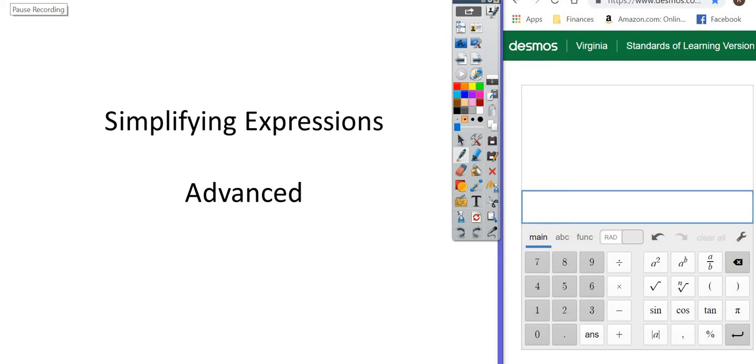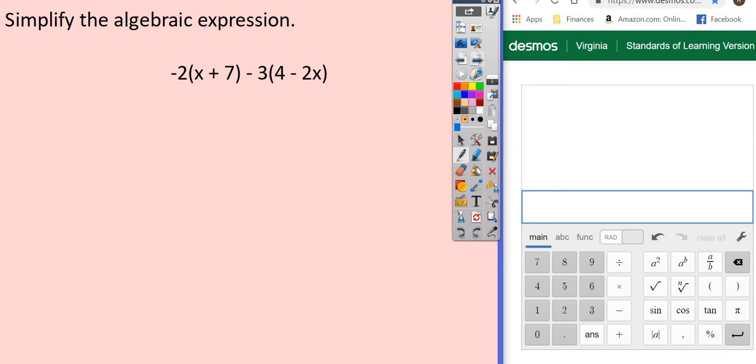Okay, we are working on simplifying expressions. These are some of our advanced examples, so let's go ahead and try this. First things first, we can split this into two parts or do it all together. I'm going to try to do it all together, and hopefully you can follow along with me.